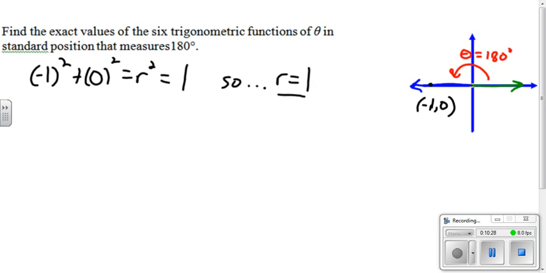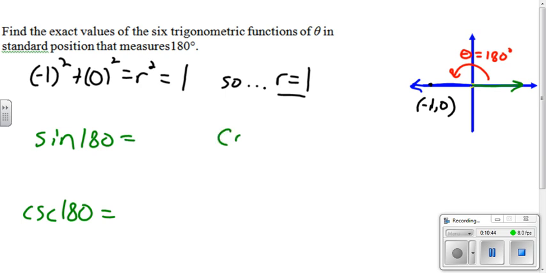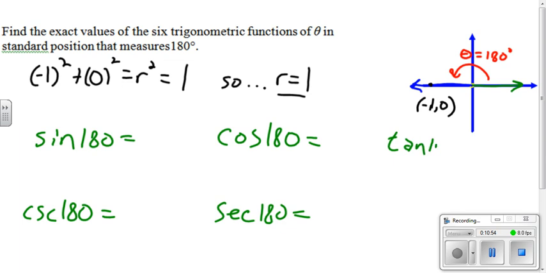That was pretty simple. So if we want to find our 6 trigonometric functions: sine of 180 and the cosecant of 180, remember those are just going to be reciprocals of each other, cosine of 180 and secant of 180, as well as our tangent of 180 and our cotangent of 180. These are the trig functions we are looking for.